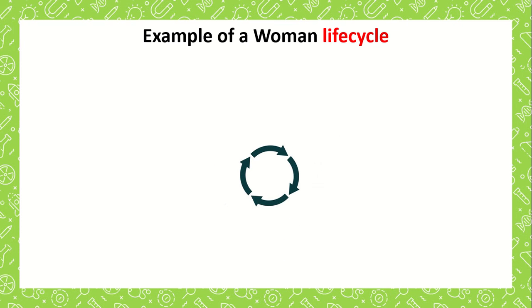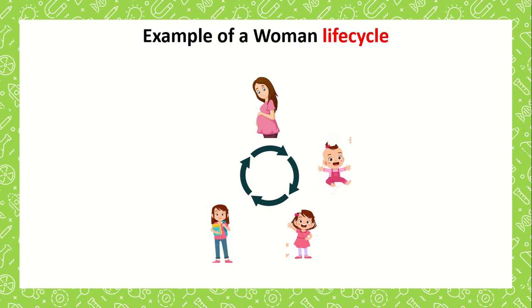Let's watch it repeat itself again. A pregnant woman then gives birth to the baby. The baby grows to a little girl and then grows to a big girl, then grows to an adult woman, and then the woman becomes pregnant again and has a baby.